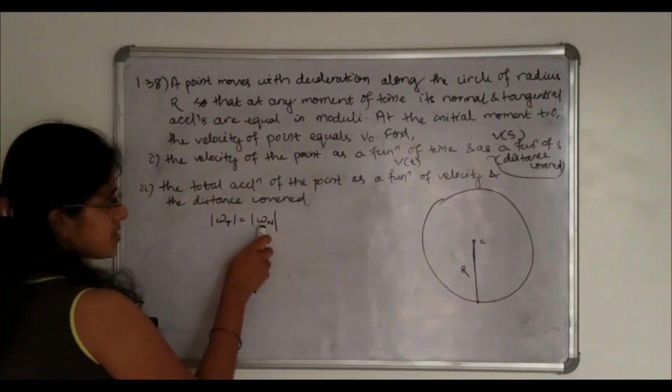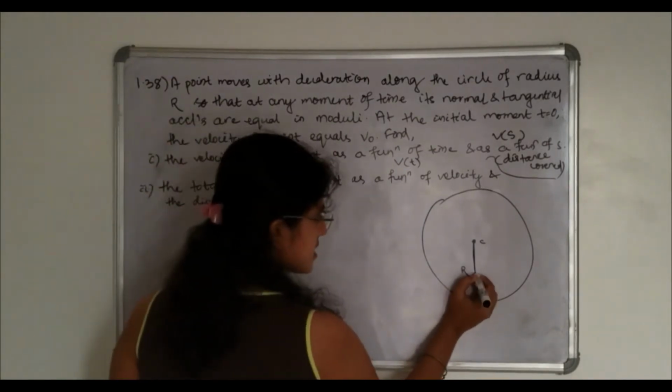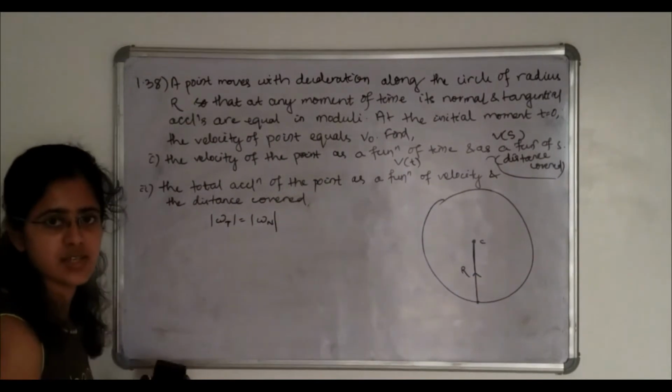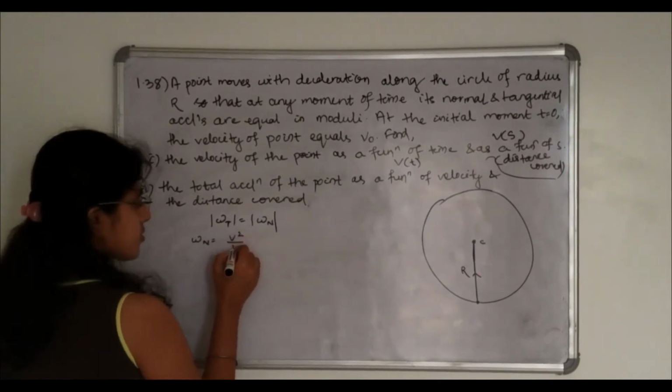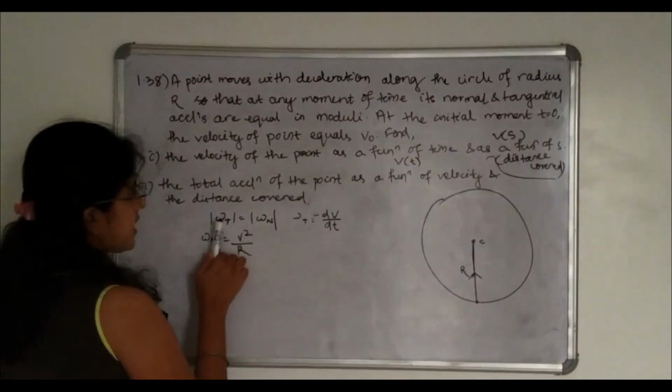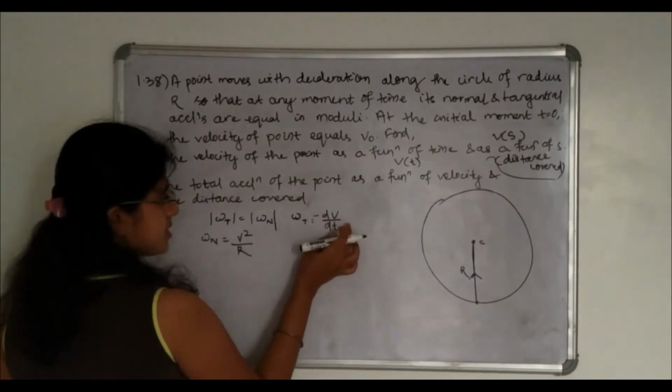So normal acceleration is heading towards the center of the circle. That means along this direction normal acceleration is heading. The centripetal acceleration omega n is how much? v square divided by r. Tangential acceleration is how much? Omega t. We can consider it as dv by dt.